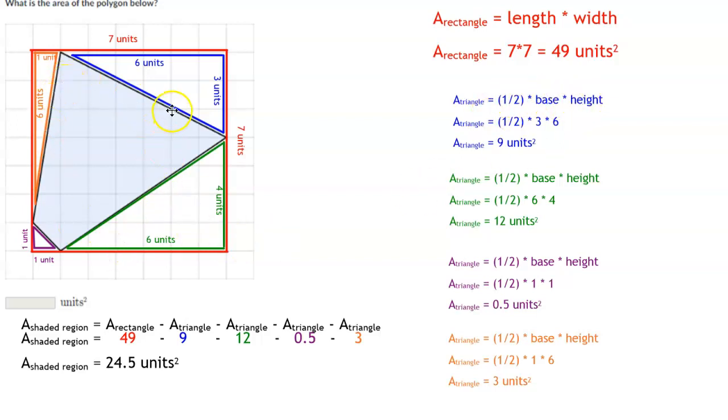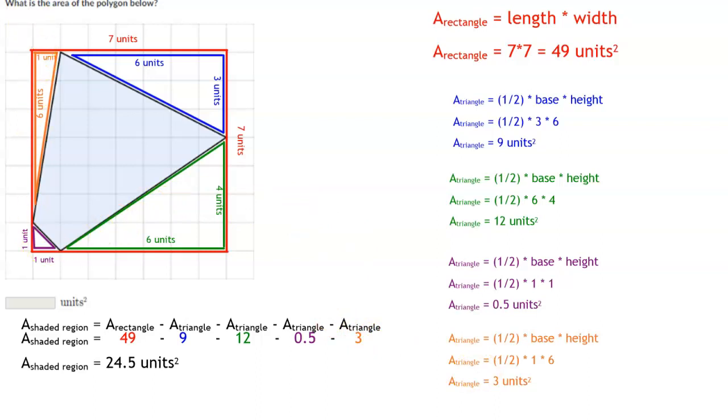You should also be able to multiply that 7 by 7 to get 49. Then we're going to subtract out all of the areas of triangles from the area of the rectangle. So 49 minus 9 from here, minus 12 from here, minus 0.5 from here, minus 3 from here. I recognize this is a long procedure, but it is not that bad to do.